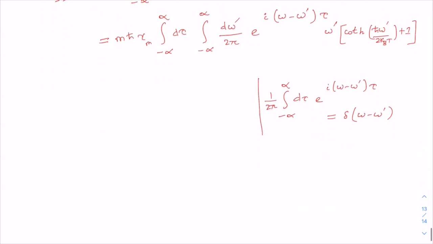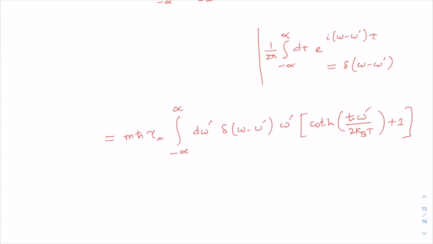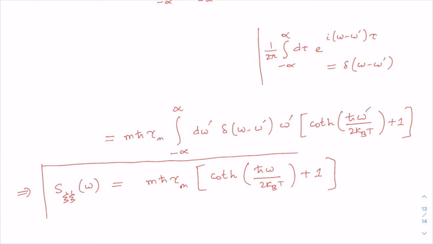If I utilize it, then I'll be able to write the whole thing as m h cross gamma m, integral from minus infinity to plus infinity d omega dash, delta (omega minus omega dash), omega dash. I have here coth of h cross omega dash divided by 2 kBT, plus 1. Okay, now using the property of the Dirac delta function, I will get the spectral noise density for the quantum Langevin noise as m h cross gamma m omega coth of h cross omega divided by 2 kBT, plus 1. Okay, so this is what we obtain.